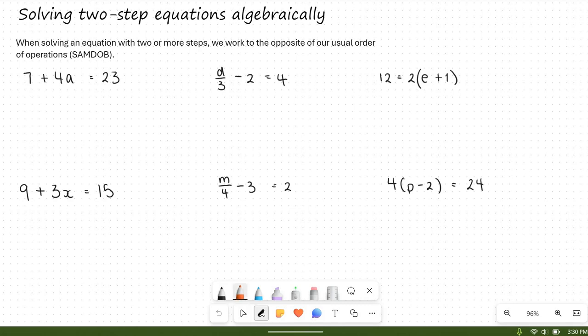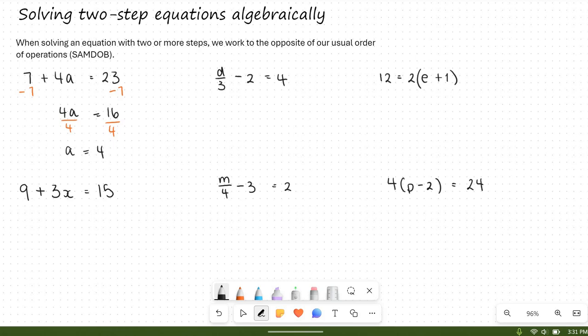For this first one, I've got 7 plus 4a equals 23. I want to be working as far away from my variable as possible. So I'm going to start by subtracting 7 from both sides. That will give me 4a is equal to 16. And if I then divide both sides by 4, I'm going to get a is equal to 4.